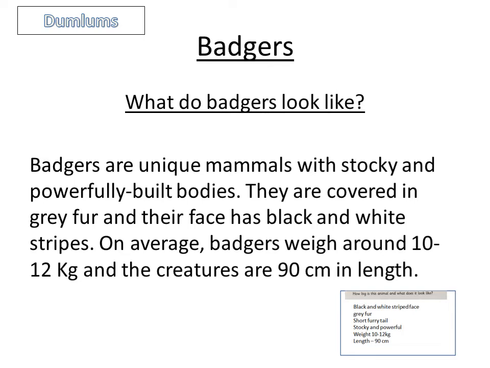I would say you need 3 or 4 sentences underneath your subheading. Tell the reader all about your creature. So one paragraph for each subheading.